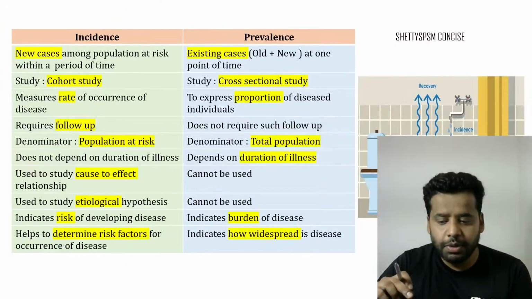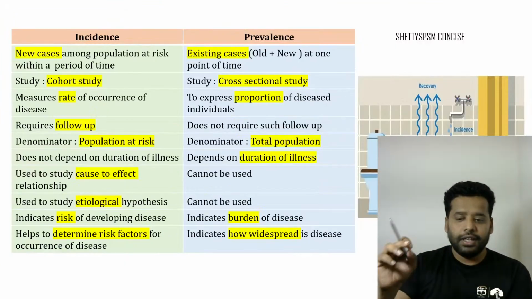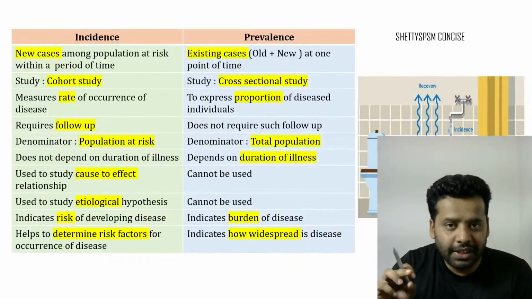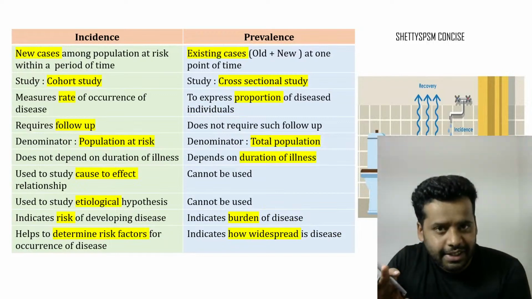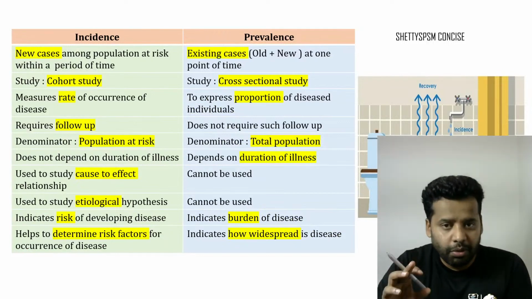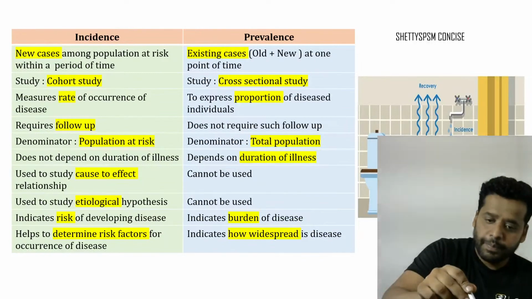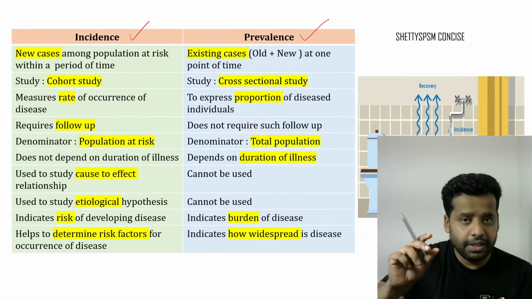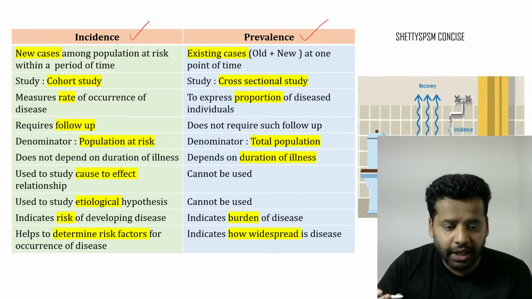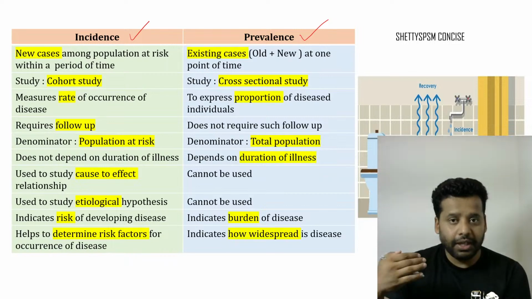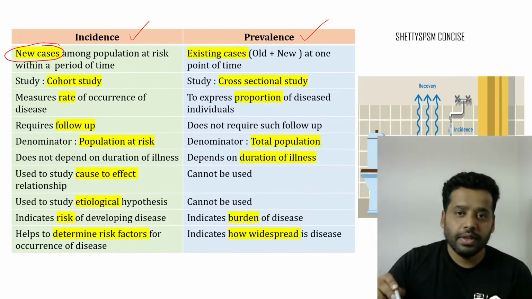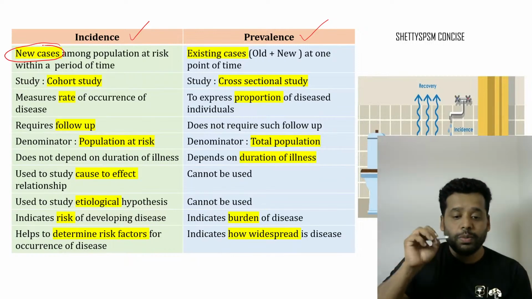What is the difference between incidence and prevalence? If they ask this question, both incidence and prevalence are morbidity indicators. Incidence means something will happen in the future. We don't have it now. It will happen in the future. New cases divided by population at risk.